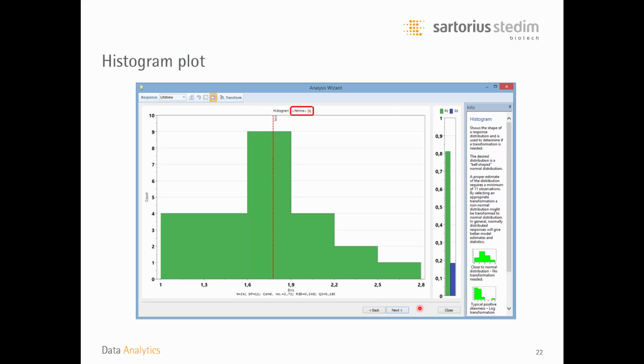good input data to work with. The second plot in the analysis wizard is the histogram plot, and the preferable shape to the response variable is close to a normal distribution.